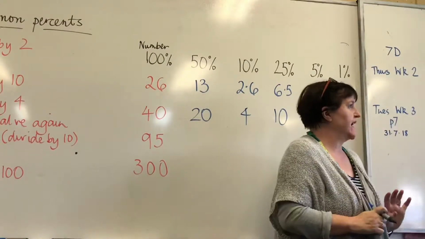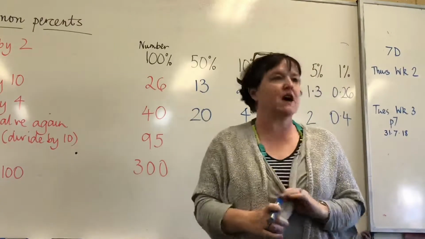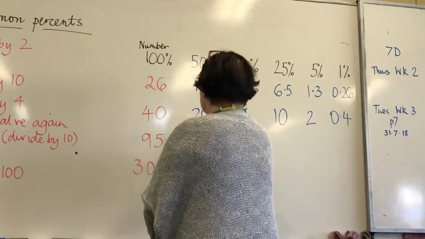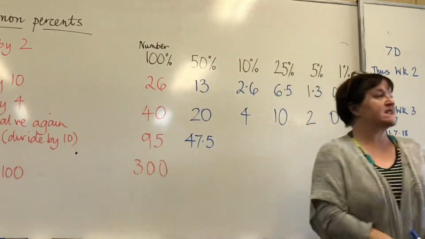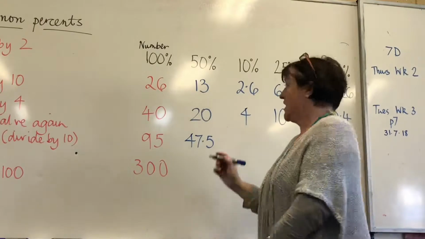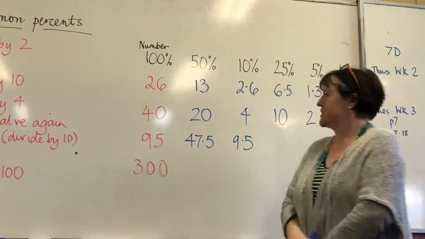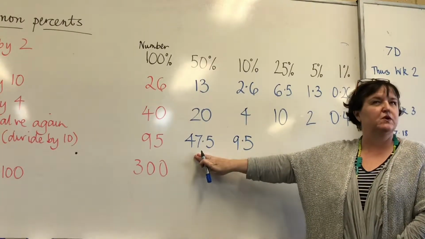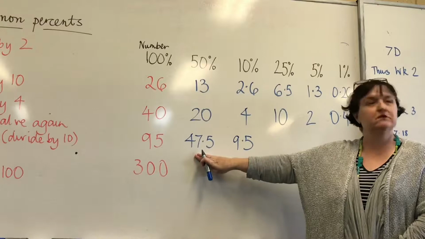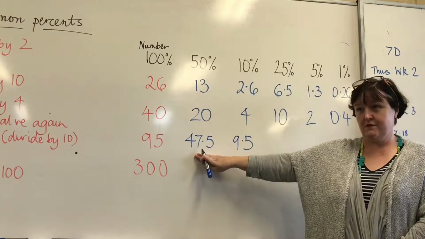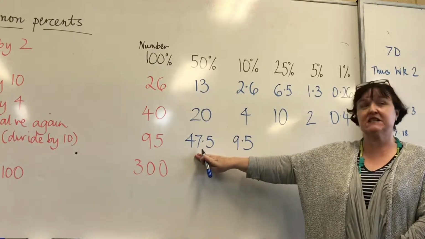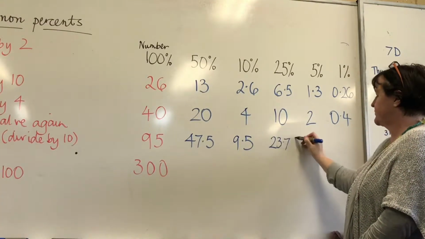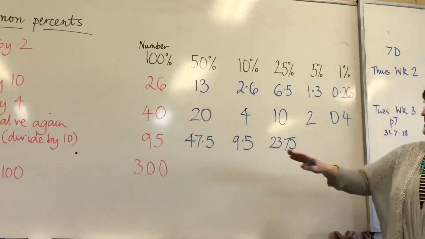Right. 95 then. What is 50% of 95? Jack? 47.5. Well done. Okay, 10% of 95. 9.5. 25% of 95. So we've got to halve this one. It's quite tricky. 24. No, that would be 48. So you're on the right track. 23.75. Well done.